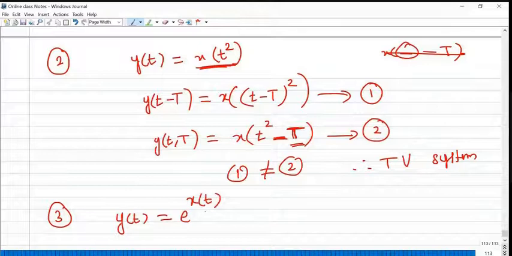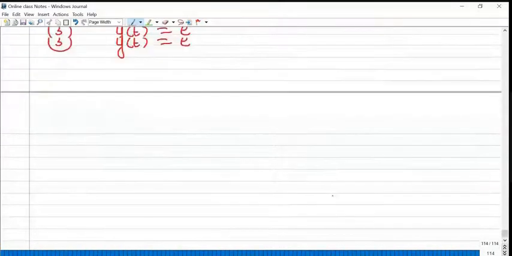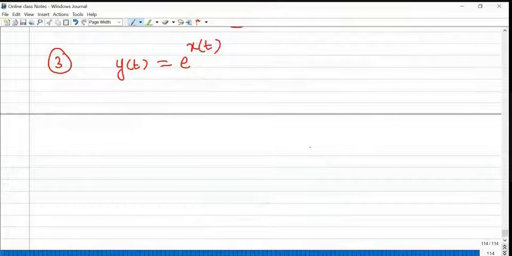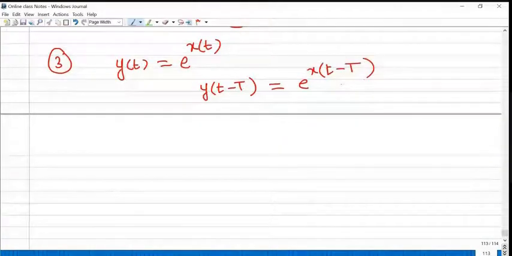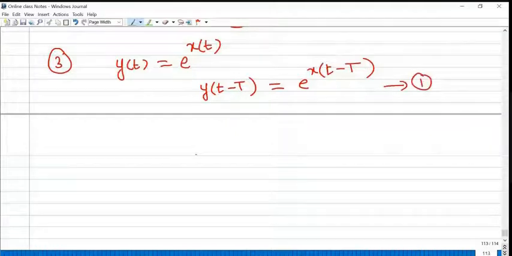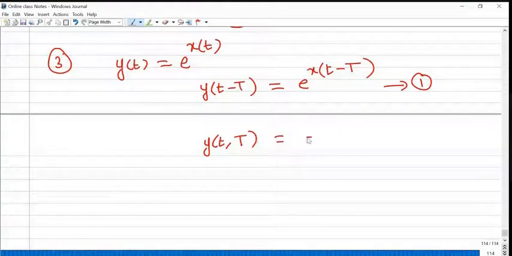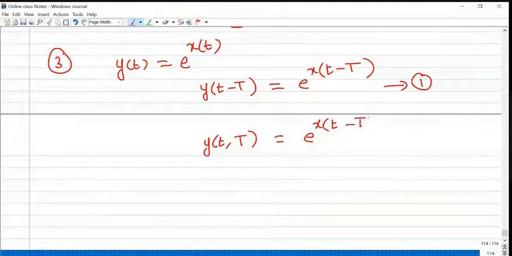Let's assume y of t equal to e power x of t. Identify whether the system is time invariant or time variant. What I told you: the output of the system delayed by T means that in this expression, wherever the small letter t is there, all t is replaced by t minus T. Equation number 1. The output of the system due to delayed input means wherever the x of t term is there, that x of t is delayed by T.